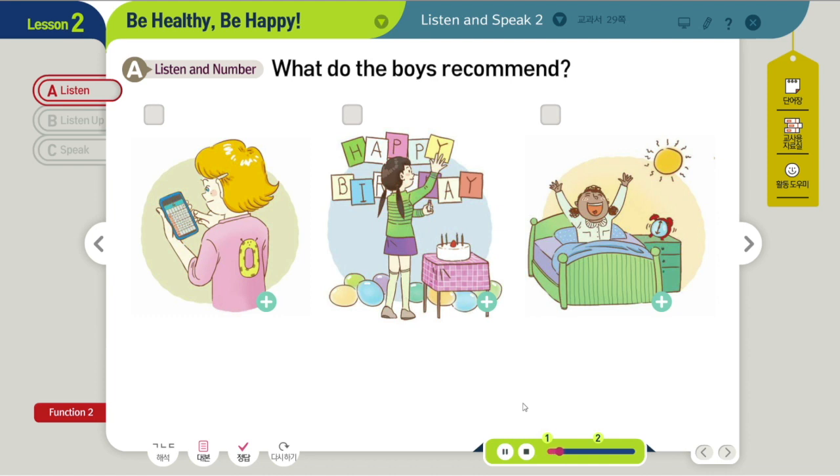1. I always forget my parents' birthdays. You should make a note on your smartphone. 2. I don't have time for breakfast. You should get up early.